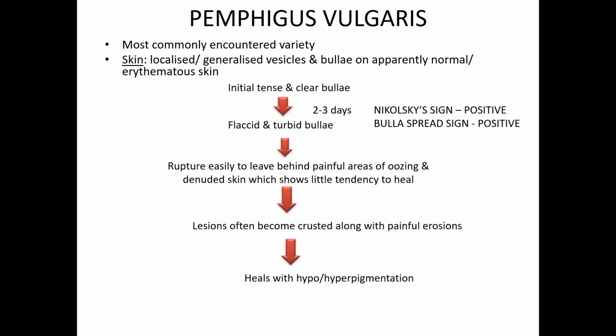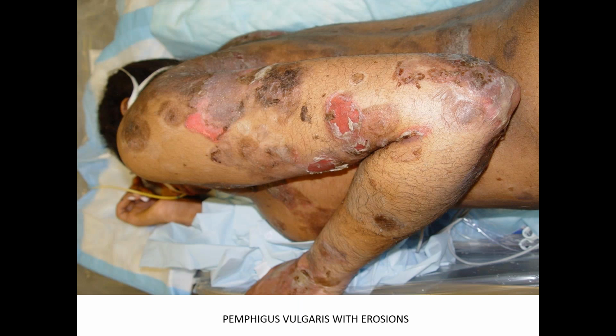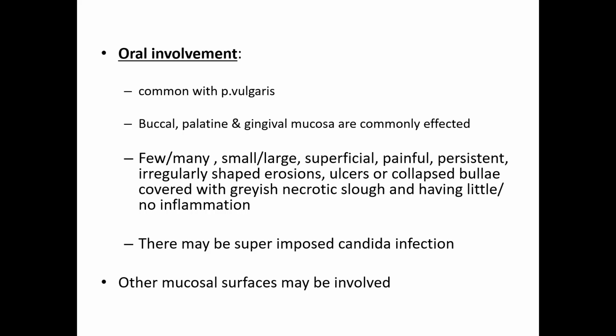If they heal, they may leave hypopigmentation or hyperpigmentation, but they have little tendency to heal until you give the treatment. Lesions often become crusted along with painful erosions, and heal with hypo and hyperpigmentation as I already mentioned. So this is the clinical picture of skin erosions, although I didn't see any bullae here. Overall, oral involvement is common in case of vulgaris.